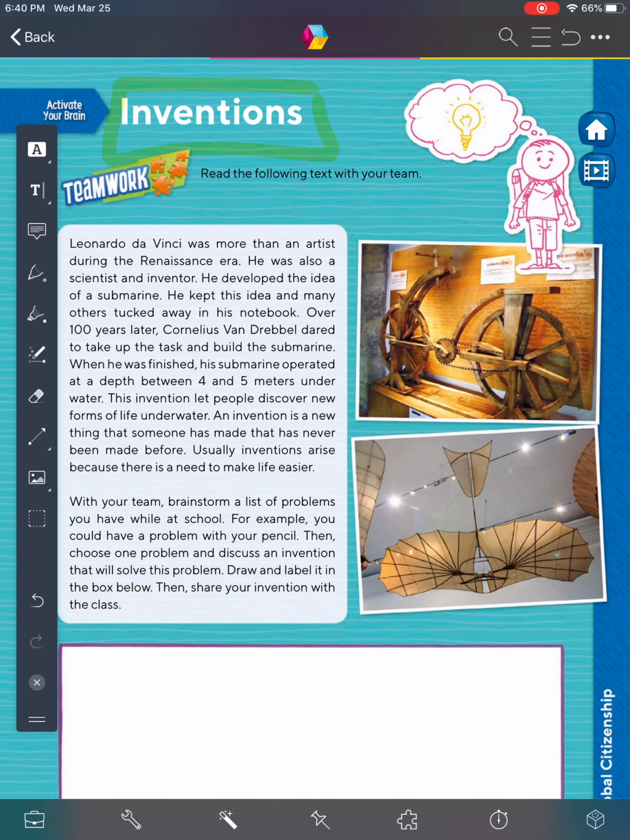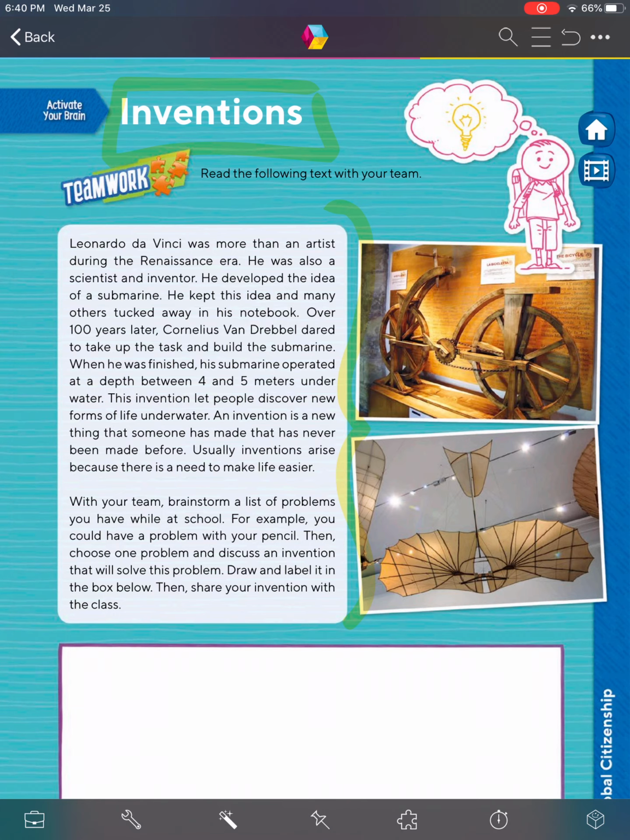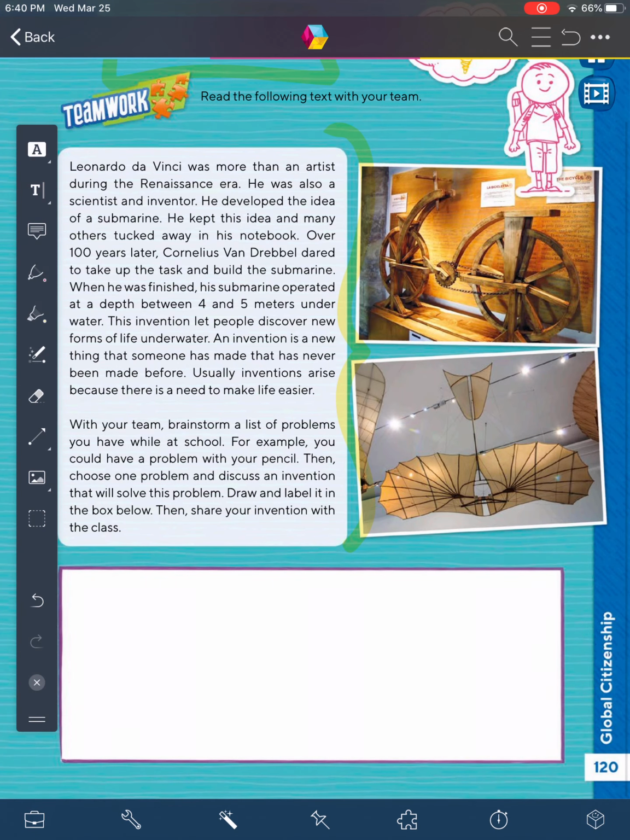Well, you have a short paragraph here that talks to you about Leonardo da Vinci as an artist and as an inventor. So I will invite you to read it on your own. If you have the chance to do it, please read it aloud, okay? So that you can practice your reading skills. After you read this paragraph, I will ask you to work on this space with the previous instruction, okay?